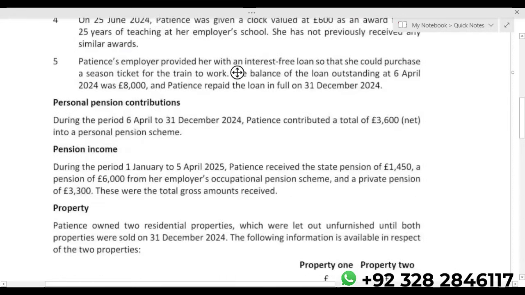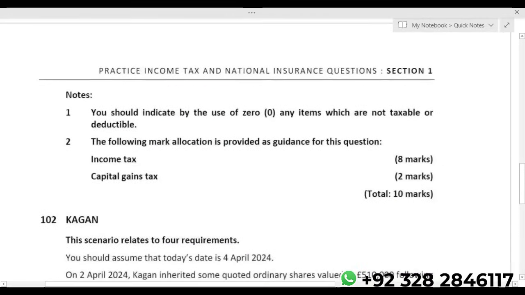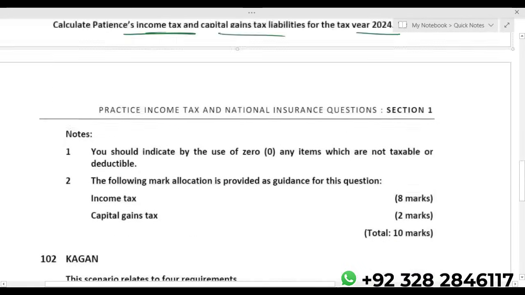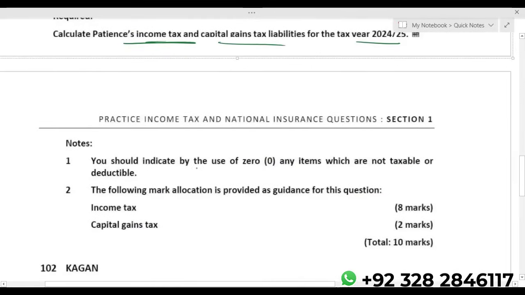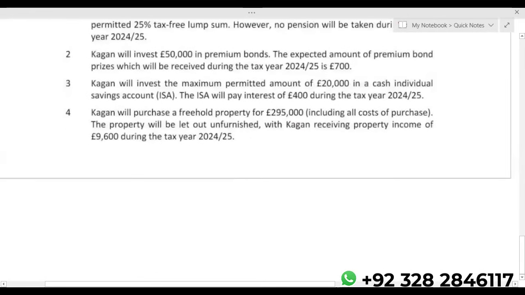So let's at least deal with these 2 points. You should indicate by use of 0 any items which are not taxable or deductible. The following marks are allocated: for income tax, 8 marks; capital gain, 2 marks. So, Patience's income tax computation.